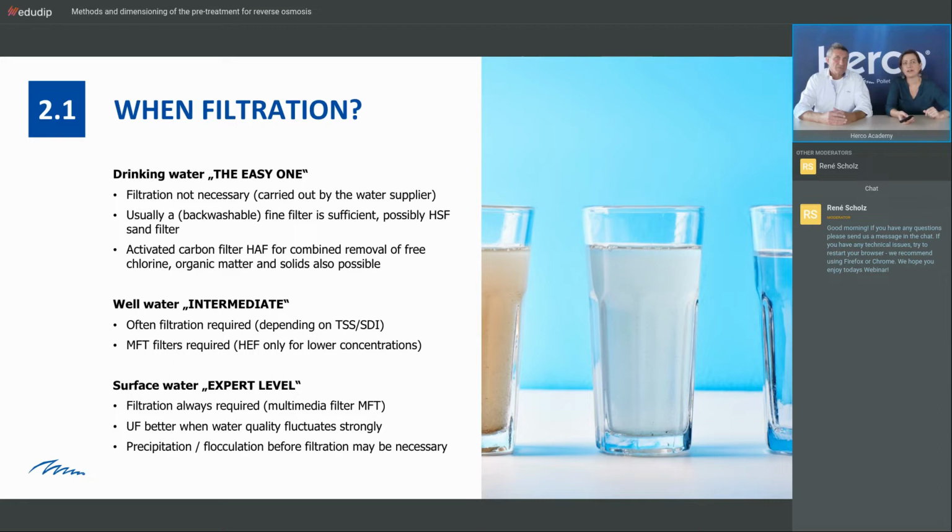But usually, if you don't have doubts about the water source, that's fine. I mean, in some countries it could be problematic. Like we have done projects in Mexico, and there the quality was maybe not so good.